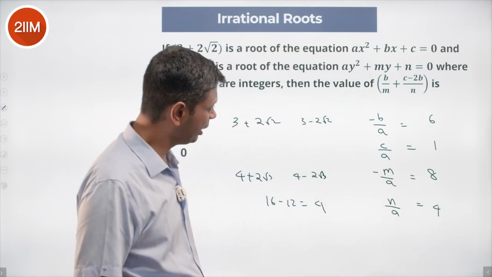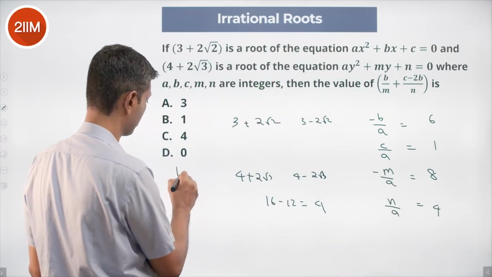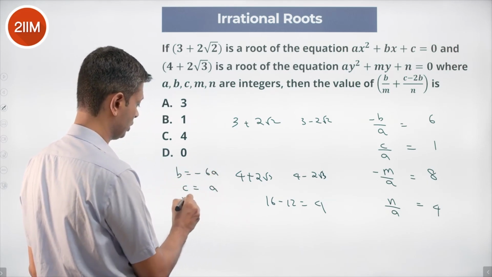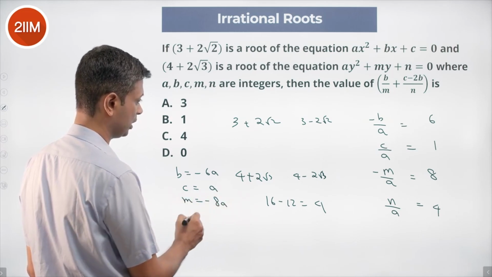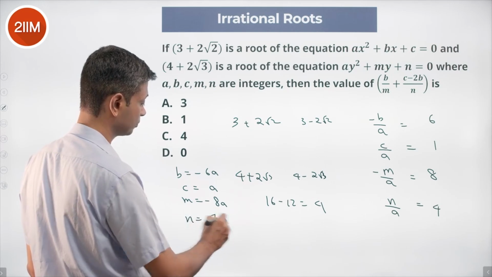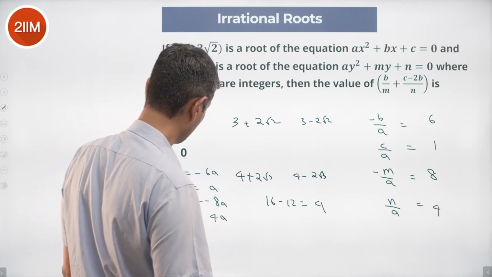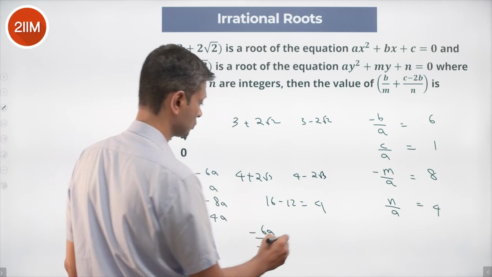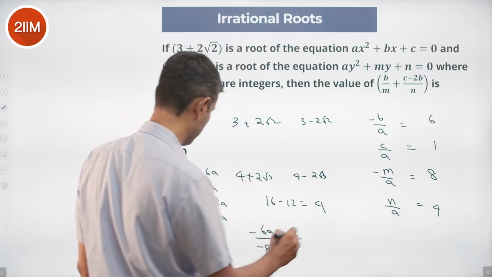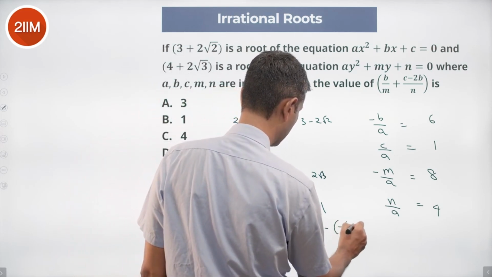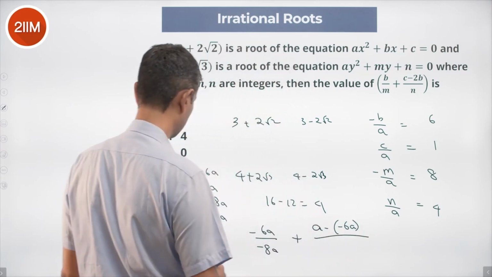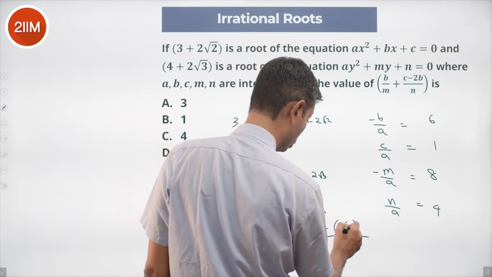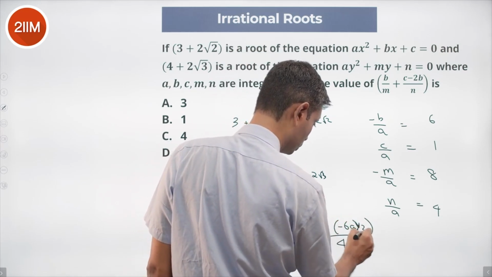Nice. We need to do b by m. So what is b? Everything can be written in terms of a. B is minus 6a. C equals a. M is minus 8a. And n is 4a. b by m is minus 6a by minus 8a, which is 3 by 4, plus (c minus 2b) which is a minus 2 into minus 6a, divided by n, which is 4a.